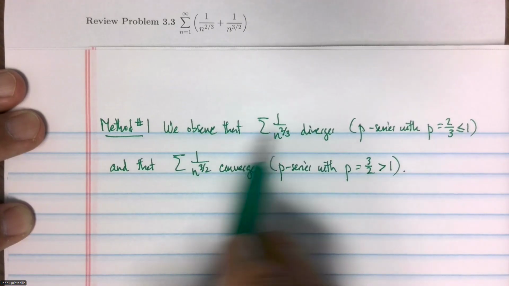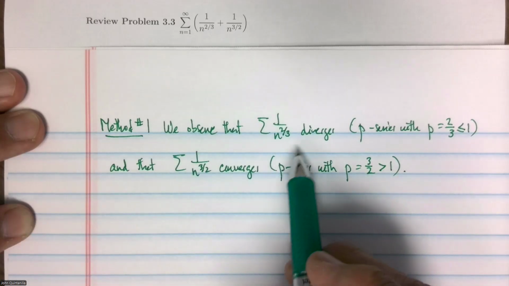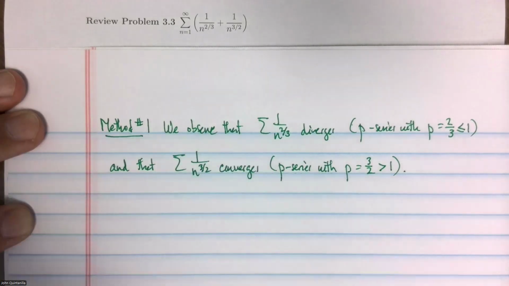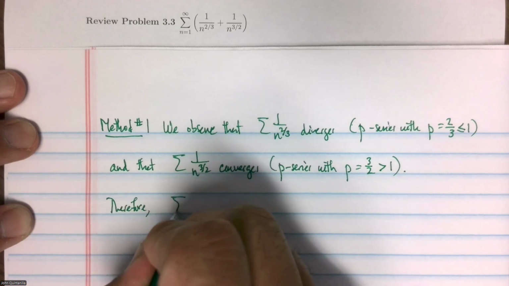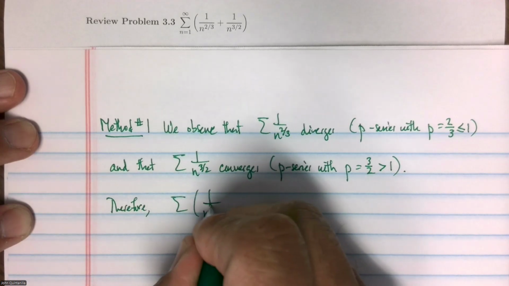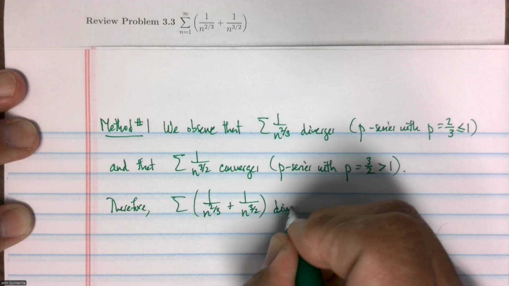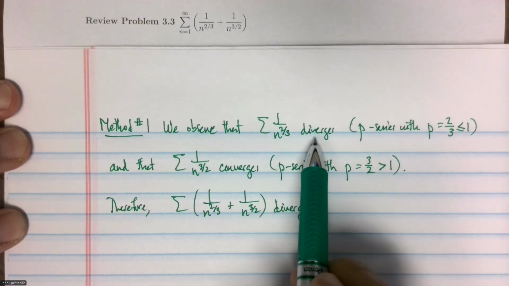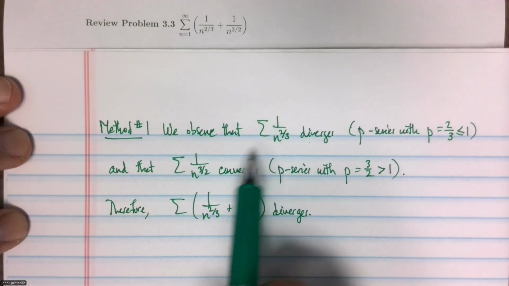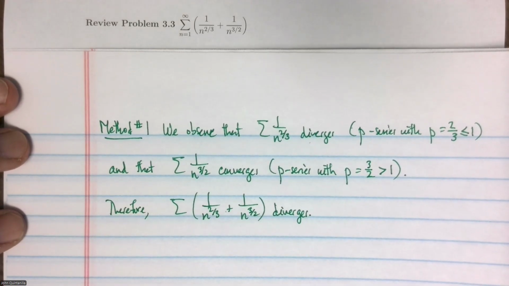Okay, so this diverges, this converges, and we attempt to add the two together. One of our theorems is that if we have a divergent series plus a convergent series, term by term, the resulting series diverges. Therefore, the summation of 1 over n to the 2/3 plus 1 over n to the 3/2 diverges. And that's really it. We have a divergent series plus a convergent series. If I try to add the two together, the result diverges. All right, so that's the first method.